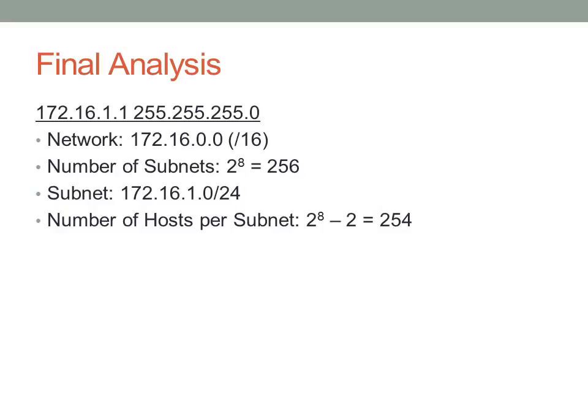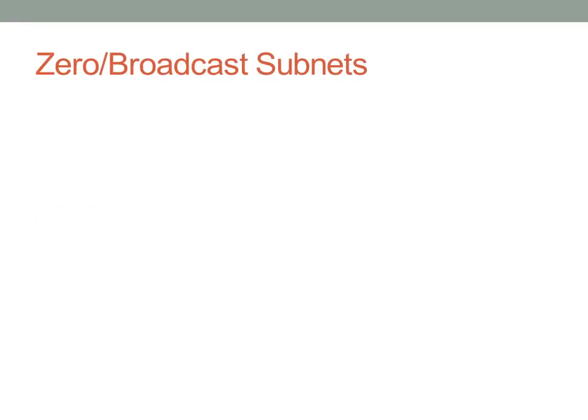In this case, this particular host resides on this 172.16.1.0/24 subnet, and that subnet could contain a total of 254 possible hosts. This one happens to be .1. And so this particular host happens to be .1.